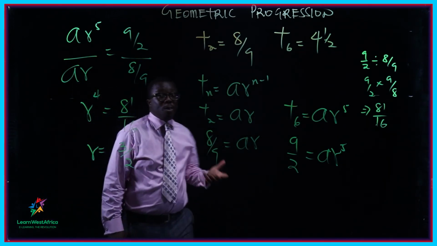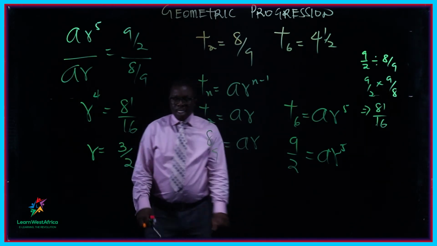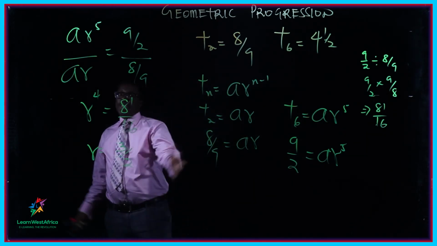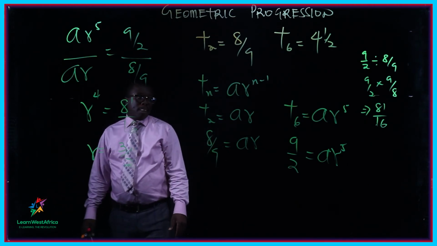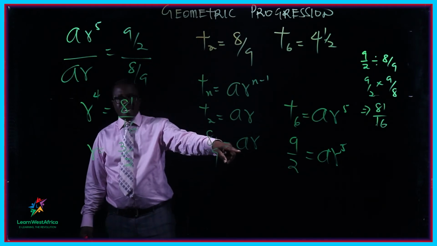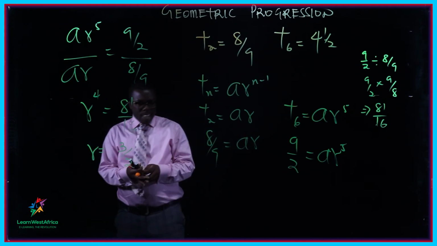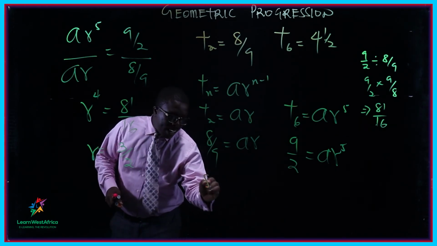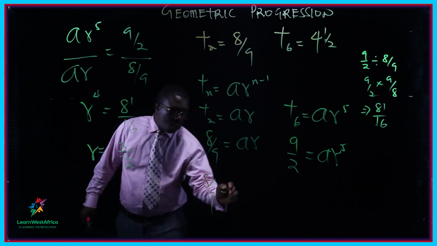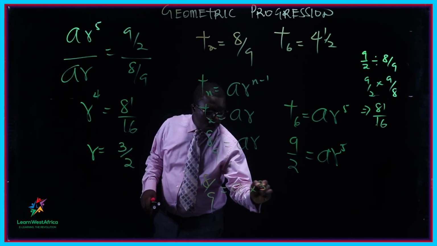Now the question says, what is your first term? Since we know our R is equal to 3 over 2, it should be easy for us to work out our first term. Here, we are saying that 8 over 9 is equal to A over R, AR. So we can find our first term from this. Let's just slot it in there. So 8 over 9 should be equal to A, our first term, times our common ratio, 3 over 2.